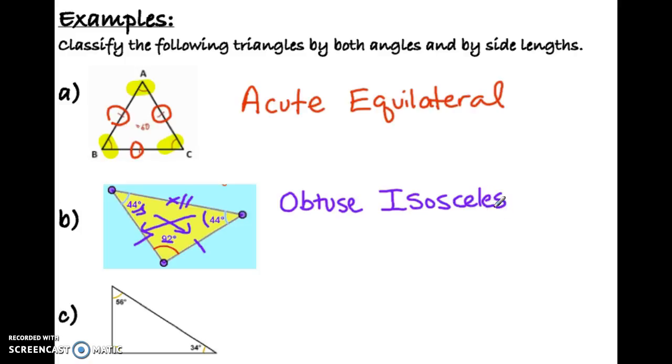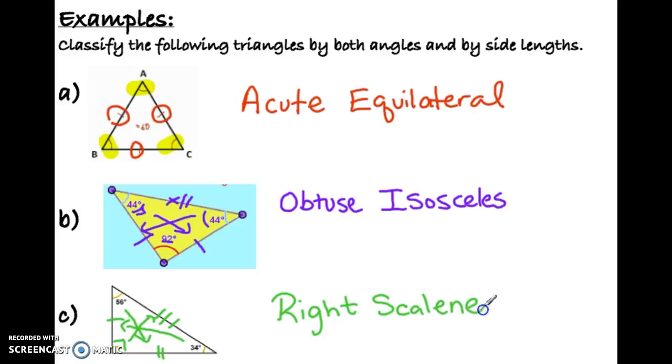And then the third one, when we look at this, it's going to have angles of 56, a 34, and then a 90. Since it has exactly 1 right angle, we call it a right triangle. Again, we can use that trick. There's no matching angles. They're all different. That's going to mean the sides are all different measurements. So this is going to be a right scalene triangle.